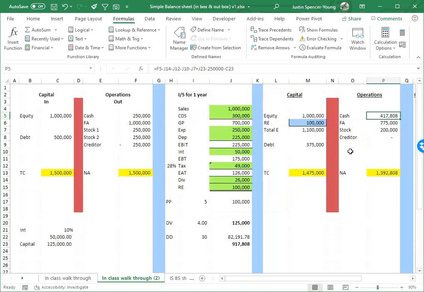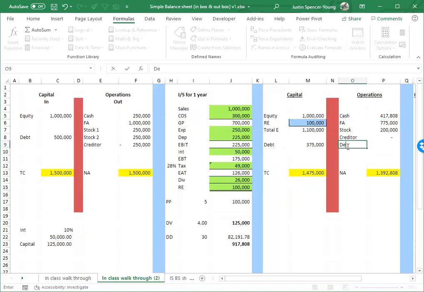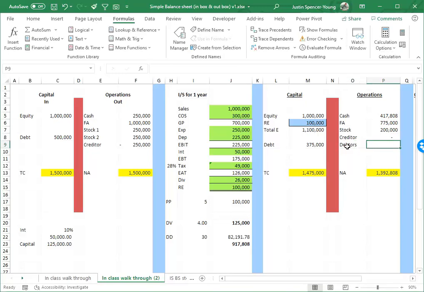So we need to correct that, because now we need to introduce a debtors number. And here the debtors number is this portion that has not been paid to us. And this is an asset in our business, money that customers owe us. And now you can see our balance sheet balances. That's fantastic. Now we can play with this if we want.